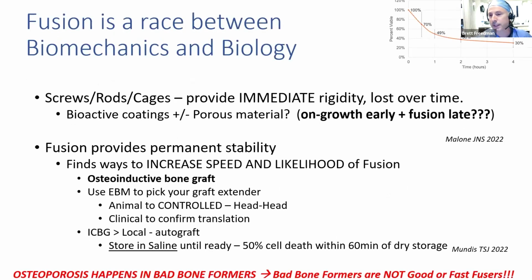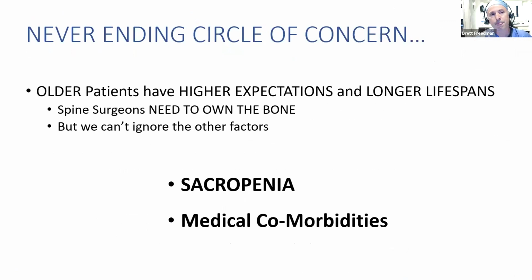Fusion's a race between biomechanics and biology. You've got to win the race. The way you win the race is by more metal early and by putting osteogenically active grafts. And so I'm a big user of far right grafts in these particular patients.